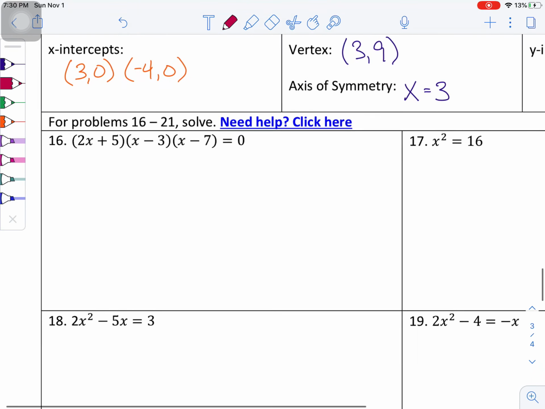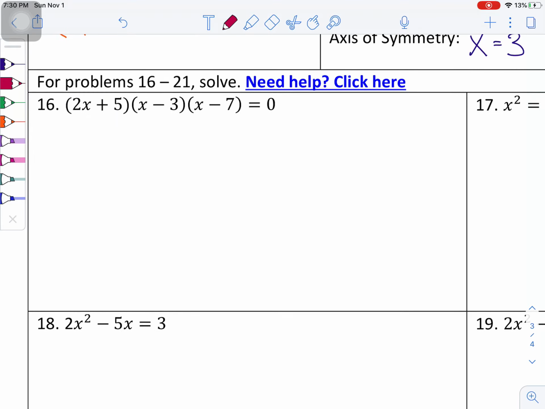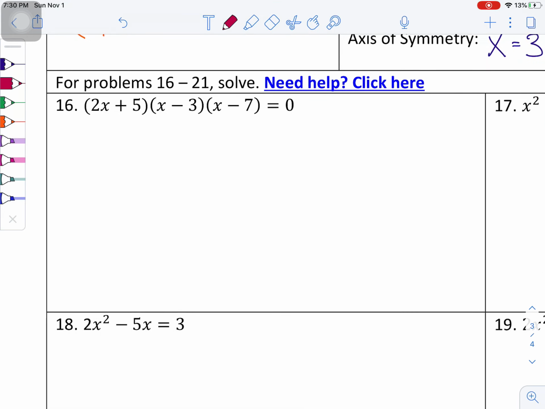All right. Problems number 16 through 21, we are supposed to solve. So let's start with problem number 16. What I really like about problem number 16 is it's in factored form and it's equal to 0. So take each factor and set it equal to 0. You're going to create, in this case, 3 little miniature equations to solve, and that's going to tell you your 3 answers.